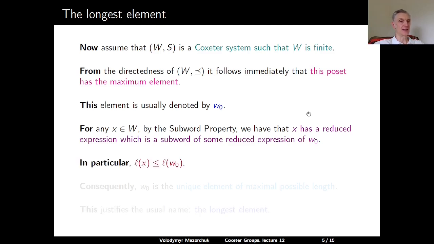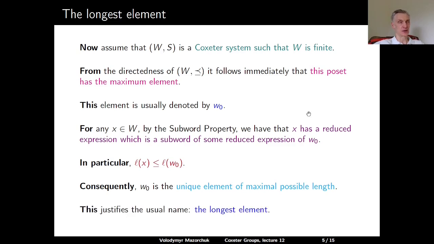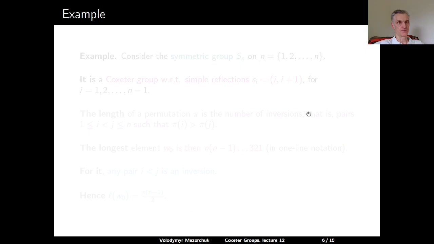In particular, the length of any element in our Coxeter group W is less than or equal to the length of w0. So w0 is the unique element of maximal possible length. This is why it is usually called the longest element in W.